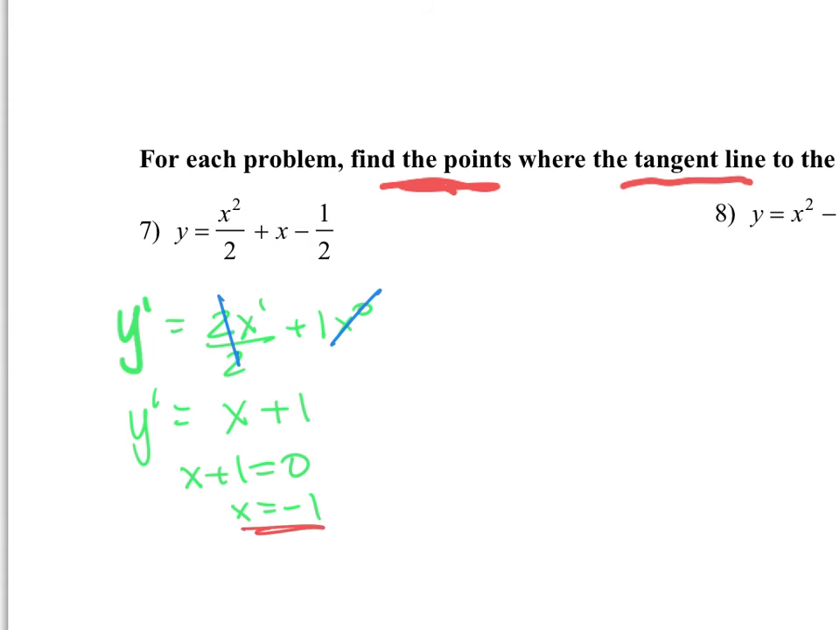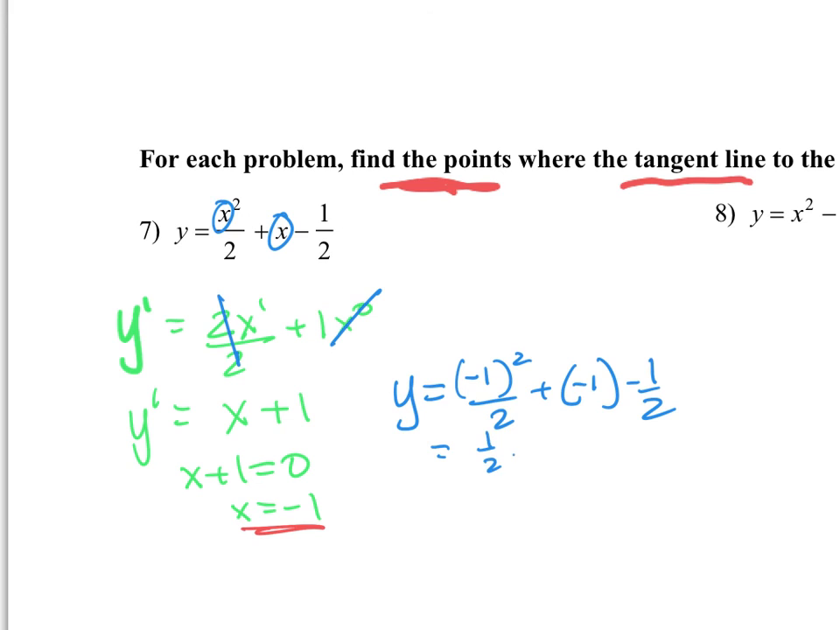So here you go. You're plugging in -1 here and here. So we have y is equal to (-1) squared over 2 plus a -1 minus a 1/2. What does that give us? 1/2 minus 1 minus 1/2. So our y value is -1, which makes the coordinate point (-1, -1). That's where the tangent line has a slope of 0.